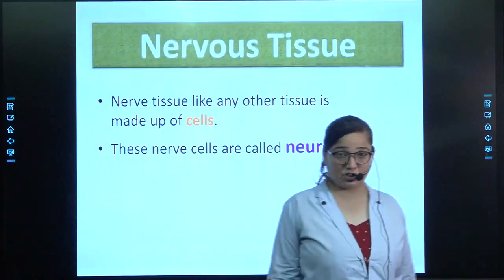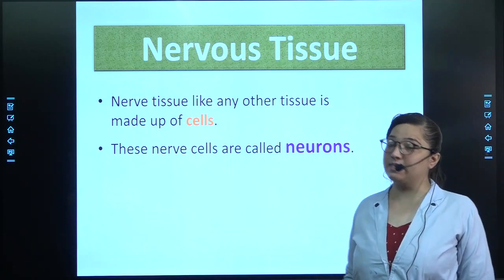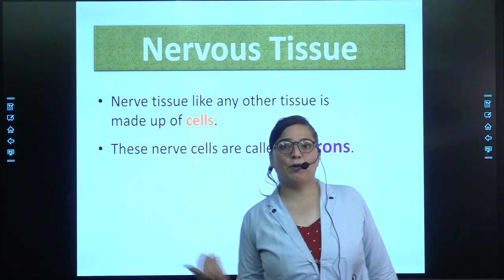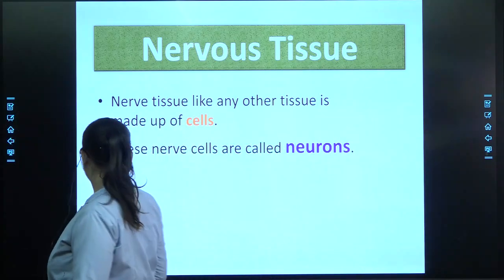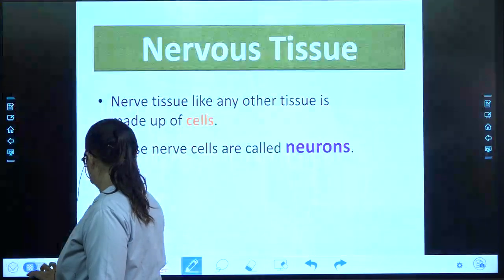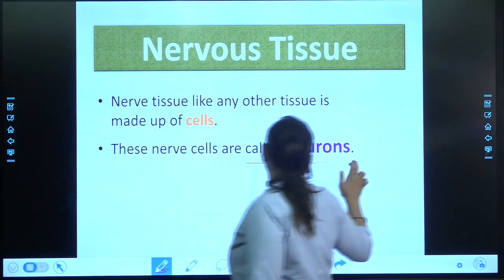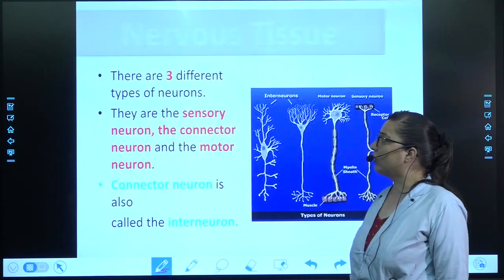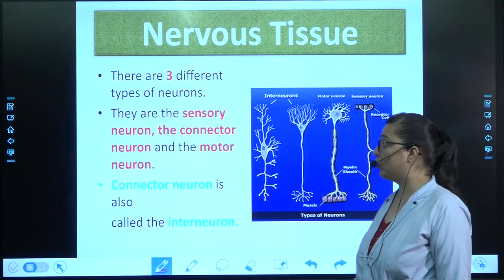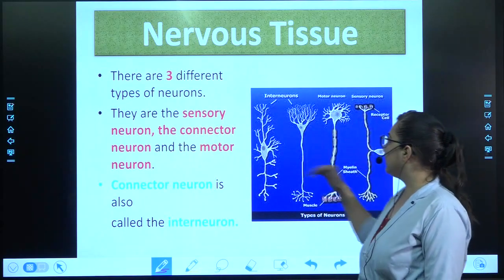Here is the nervous tissue. We know that all the tissues are made up of cells. In the same way, nervous tissue is made up of nerve cells. Nerve cells are also called neurons. Then we talked about 3 different types of nervous tissue, that is sensory neuron, connector neuron and motor neuron. These are the 3 types.